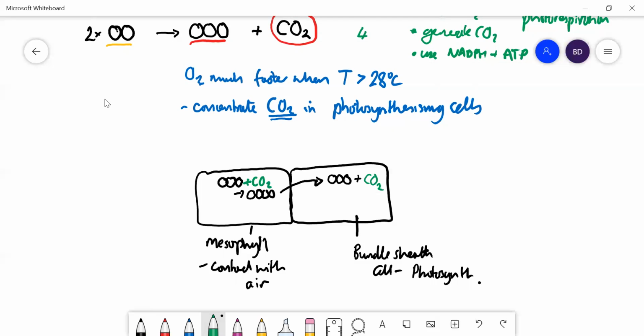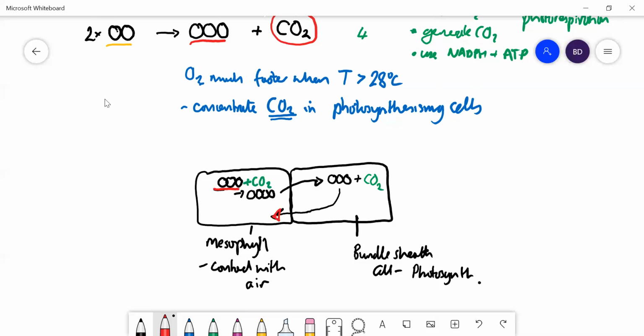And then this 3-carbon molecule will diffuse back into the mesophyll cell, because it's being used up here. You can see we're constantly using up the 3-carbon molecule. So once you regenerate it, it will diffuse back in down the concentration gradient. It will react with the CO2 and go around the cycle again.